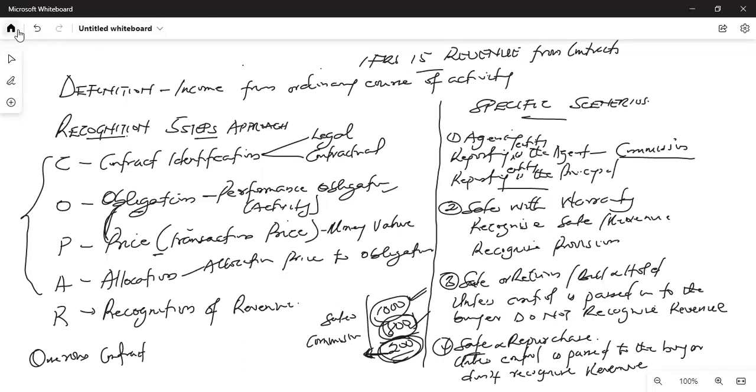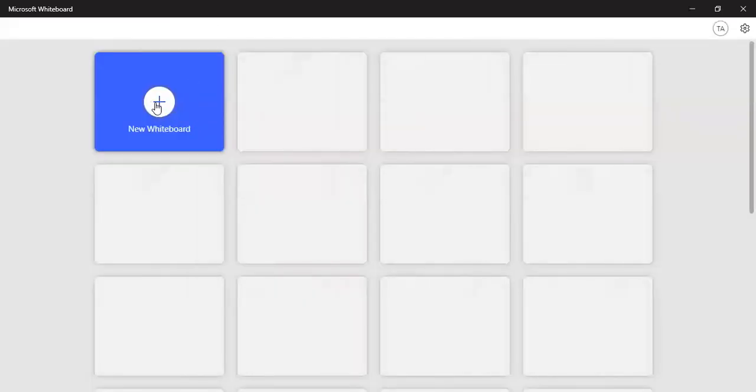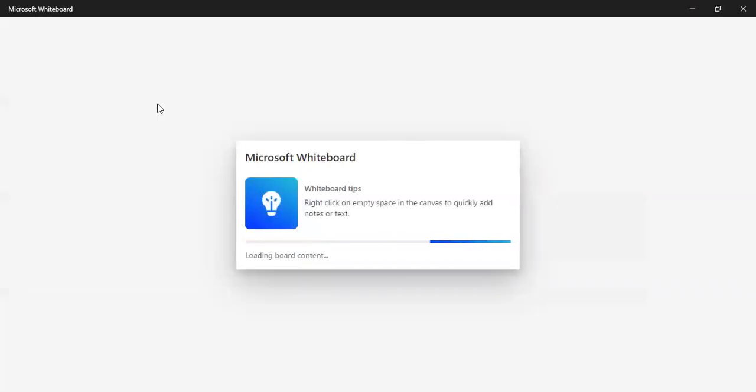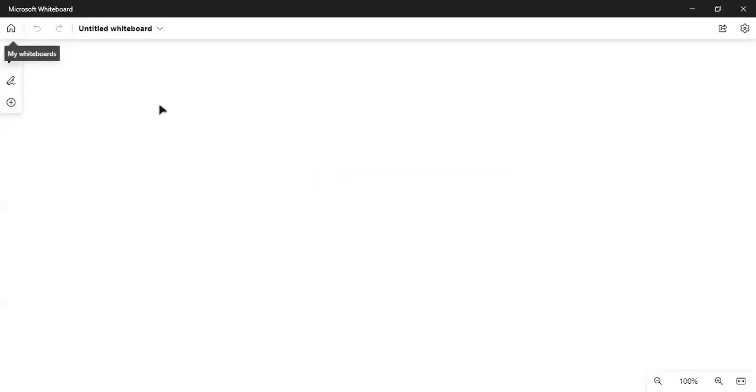So let's move on to the contract aspect. Okay, when it comes to this aspect, the only way they can test you is what I've already mentioned to you: the agency, sales with warranty, sale or return, repurchase, bill or hold. All right, so all those things. Now let's look at the contract part. And I'm going to give you a four-step approach to contracts. Here we are talking about construction contracts.